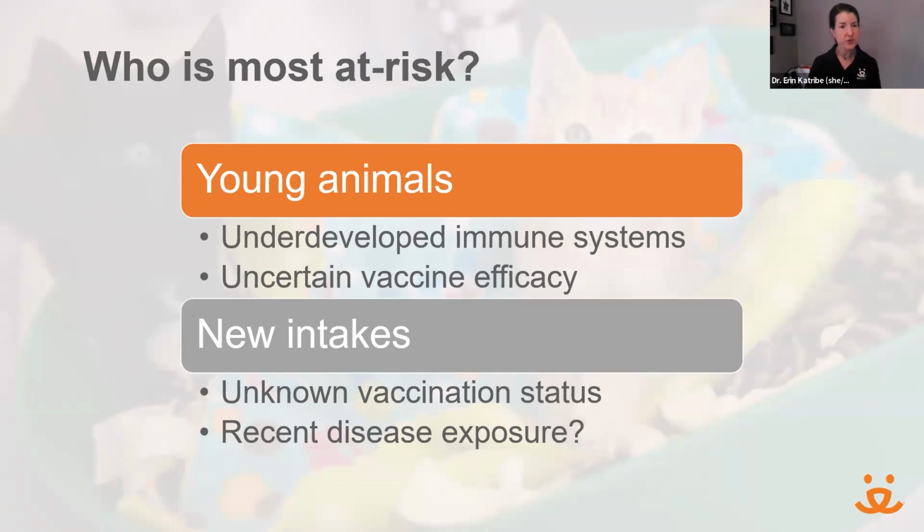New intakes, I also consider high risk. And that's because we don't know, even in adults, if they've been vaccinated before. And we also don't know what happened to them before they came into the shelter. So is it an adult dog that was exposed to canine distemper yesterday, and now they're going to come into the shelter and potentially be contagious and get sick here shortly?